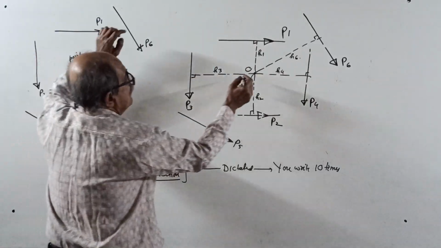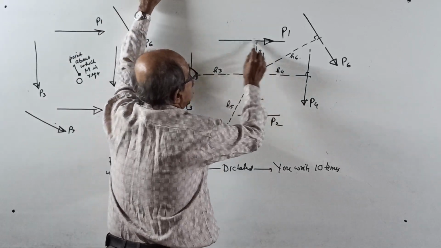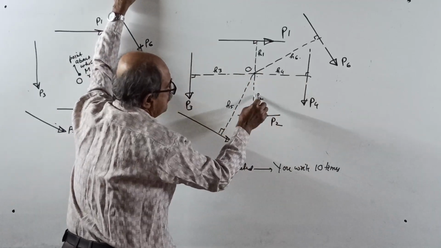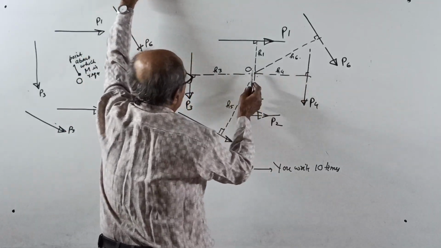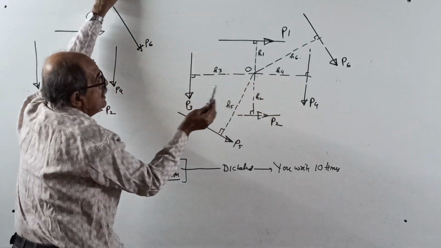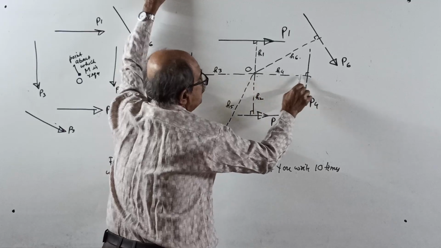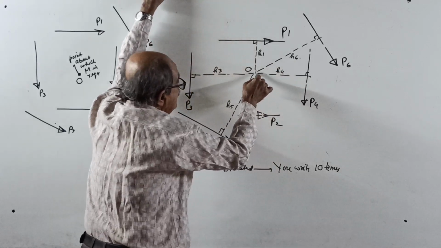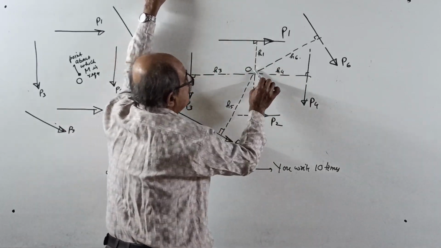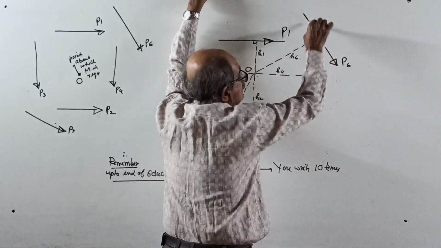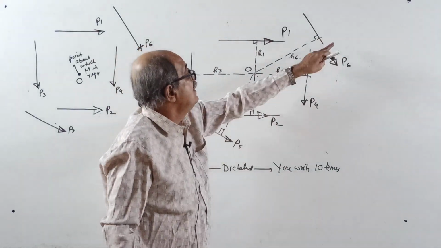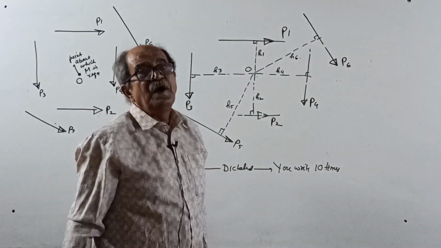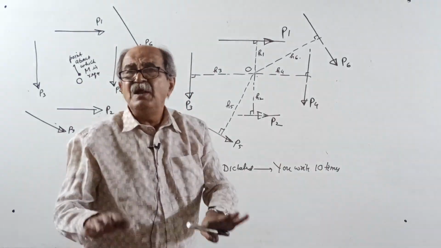See, first, from the point O to P1, drop H1 perpendicular. From the point O to force P2, drop perpendicular H2. From the point O, drop perpendicular H3 to the force P3. H4 to the force P4. H5 to the force P5. H6 to the force P6. Actually, later you can resolve the inclined force into horizontal and vertical components, then it becomes easy. That I will tell you later.